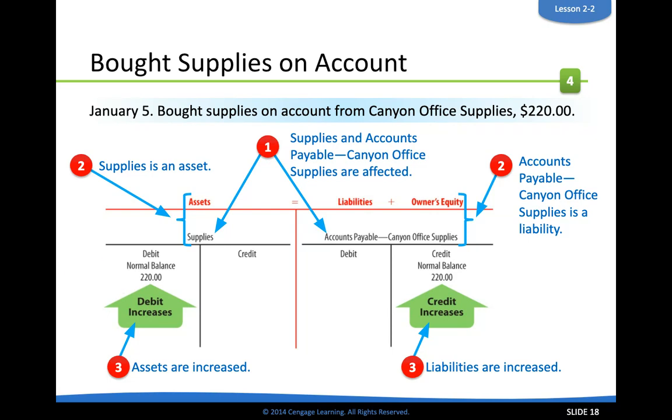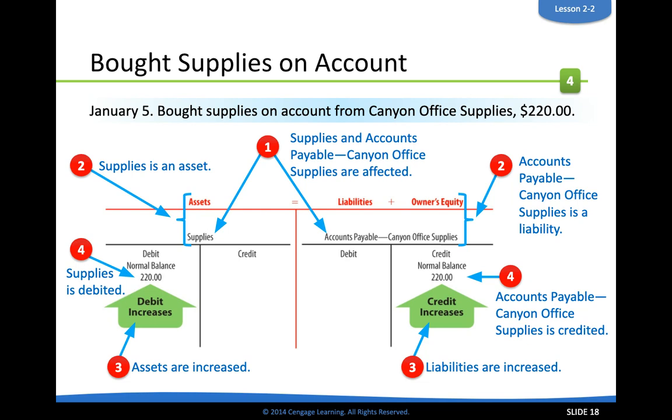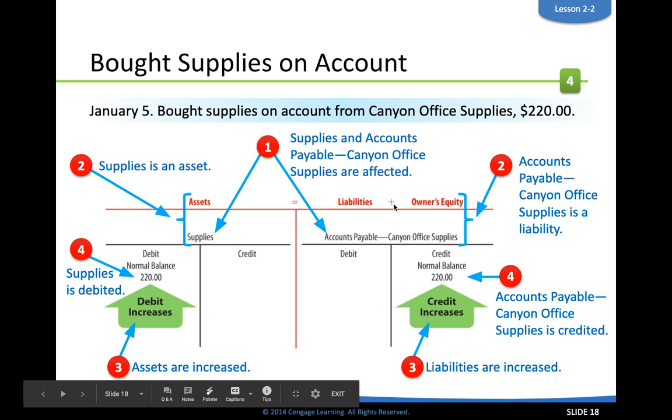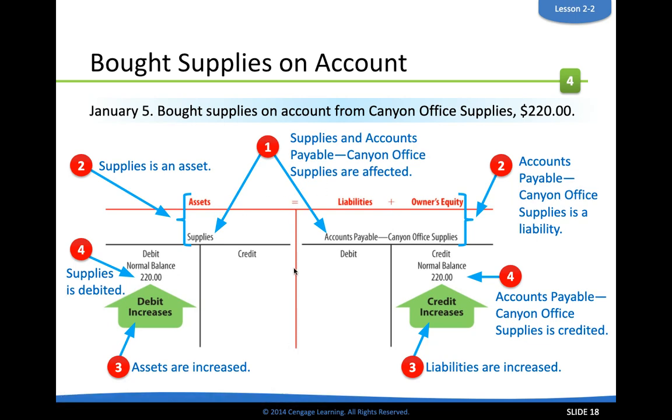All right. So question number 4, bringing in the debits and the credits. In order to increase supplies, we need to debit supplies. So again, supplies are on the left side of the accounting equation. Assets are on the left side. On the left side of the T-chart, we have debits, knowing that they increase. Over here, we need to increase liabilities account. We need to increase accounts payable. So we are going to credit the accounts payable Canyon Office Supplies for $220. So now we have our accounting equation in balance on each side of the big T.